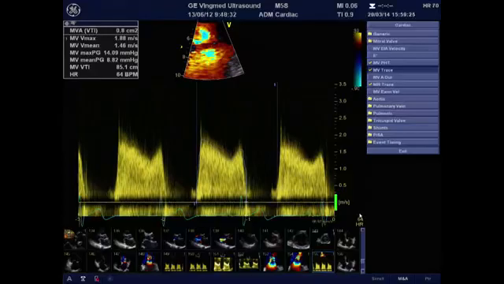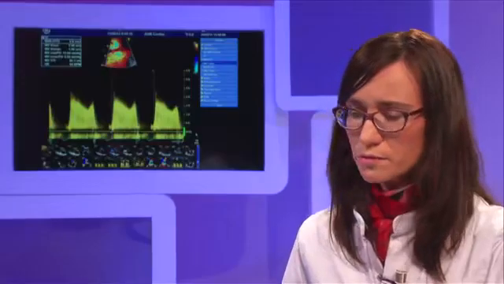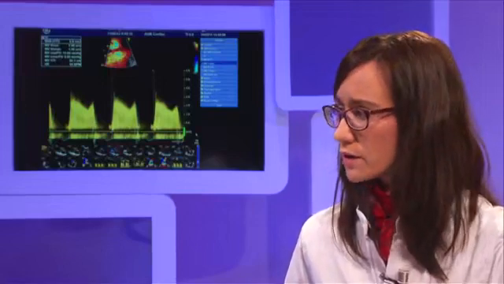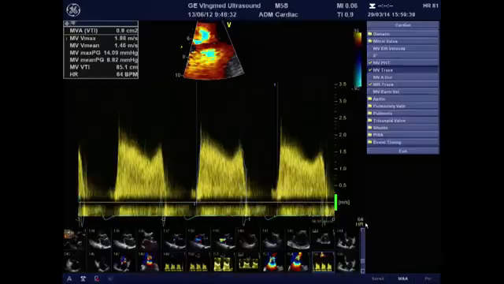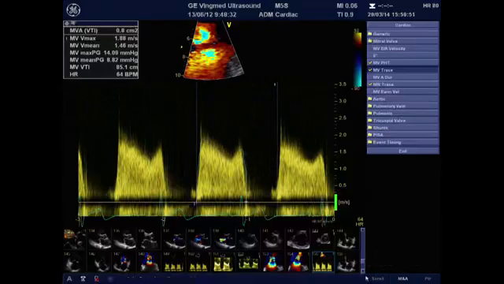80 beats per minute. Also, think of being very suspicious in patients who have anemia or other kinds of high output states like hyperthyroidism or sepsis, because in this case the increase in the flow over the mitral valve would lead to a very increased mean and peak gradient and to an overestimation of the mitral stenosis severity.